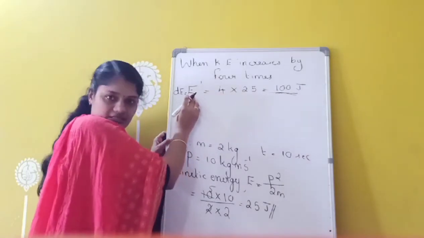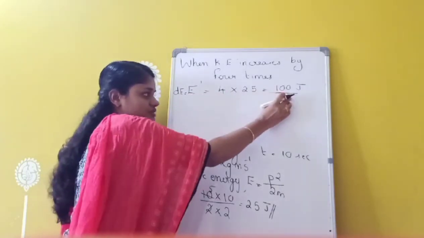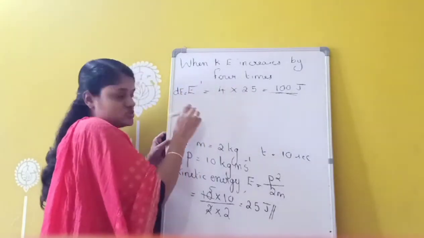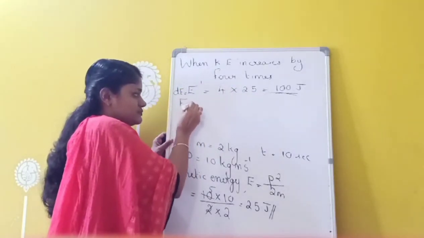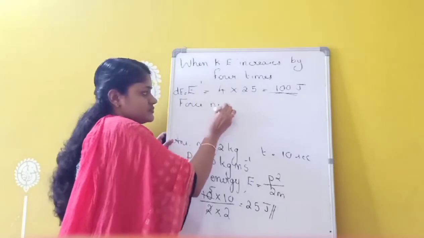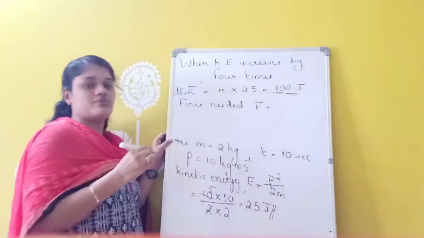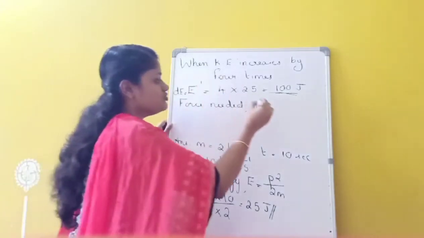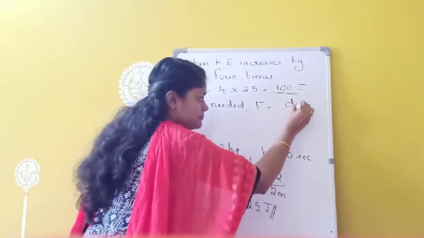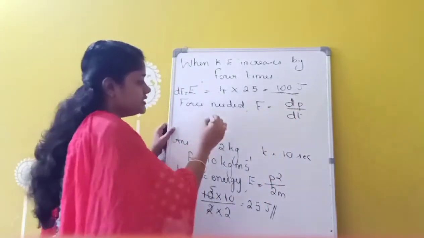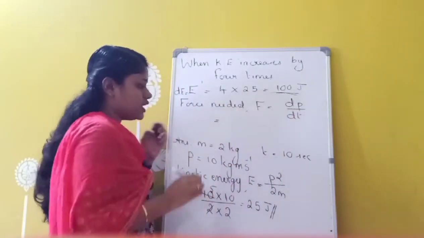So dE is the increase in kinetic energy, which I have taken as E dash. So E dash equals 100 joule. So for that, how much force is needed? That we have to find out. So force needed, F equals, according to Newton's second law, force equals change in momentum by time, the rate of change in momentum. So dP, how can we find it out?